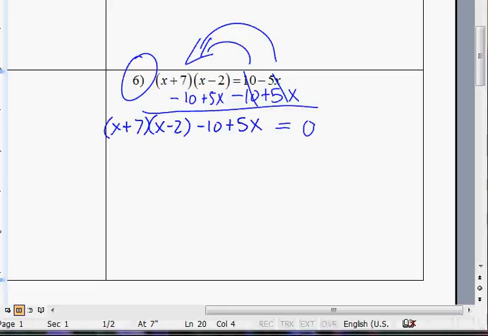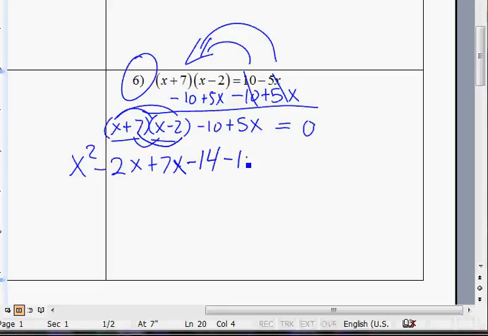Now we're going to simplify this a little bit more. We can multiply these two binomials, x plus 7 times x minus 2, and using FOIL or the box method, we're going to multiply these out. All right, first term is x times x, which is x squared, and x times negative 2, which is minus 2x. 7 times x is positive 7x, and 7 times negative 2 is negative 14. We still have the negative 10 and the positive 5x from the top.